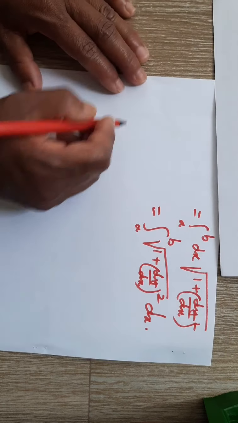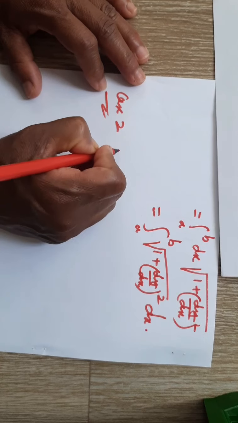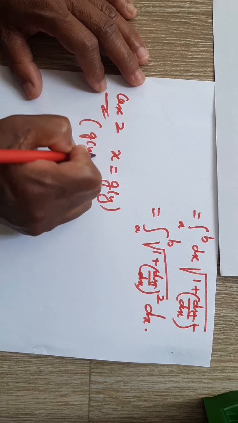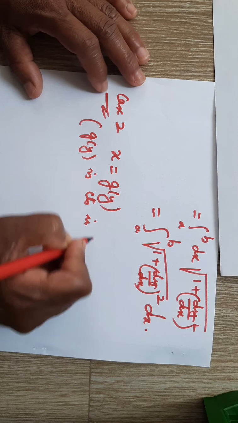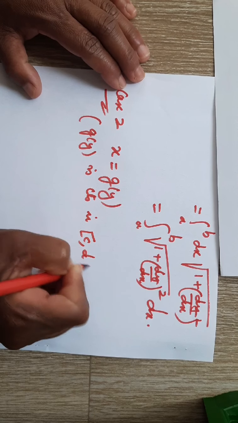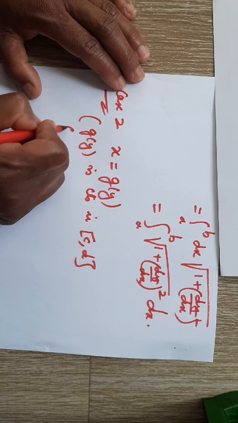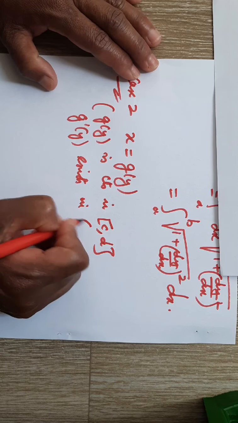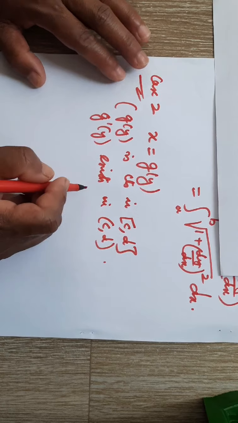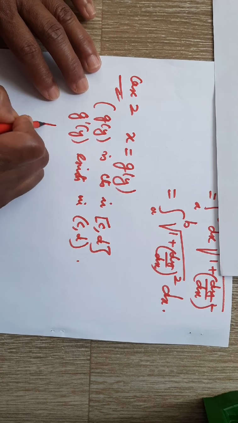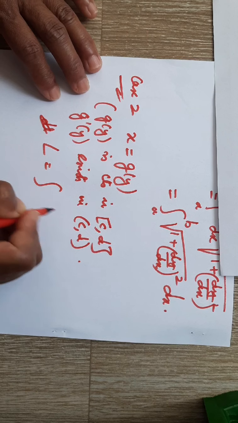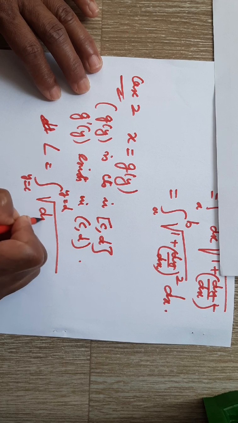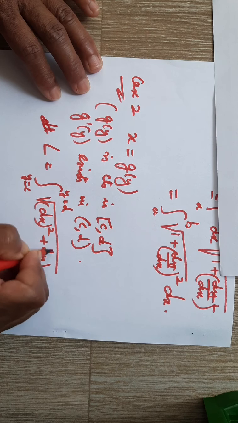Then in this case, for case 2, that is if x is a function of y, it means that g of y is continuous in the closed interval c to d, that is from y is equal to c to y is equal to d. G prime of y exists in the open interval c to d. Then what will be the required length? L is equal to integral, now y is equal to c to y is equal to d, square root of dx the whole square plus dy the whole square.